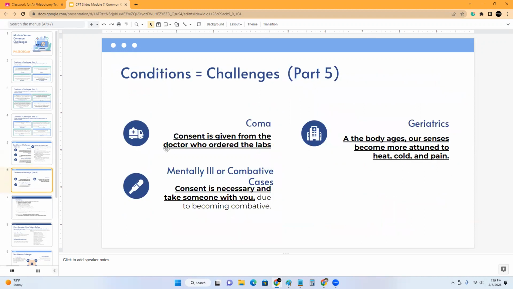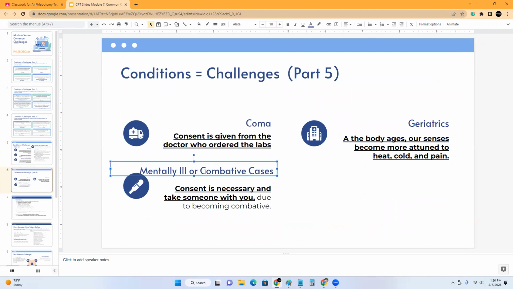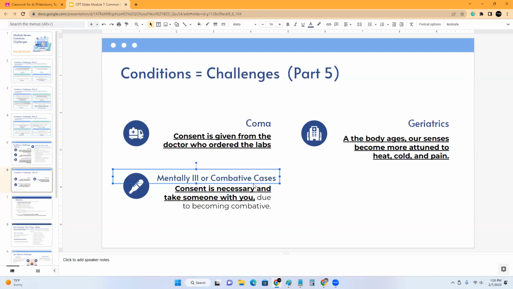Sometimes a patient may be in a coma. Consent is required from the physician who ordered the lab. So for unconscious patients, the physician gives the consent. Mentally ill or combative patients still have the right to consent to the blood draw or not. Just because they are mentally ill or combative doesn't mean that you don't listen to them if they say they don't want their blood drawn. They still have the right to consent.